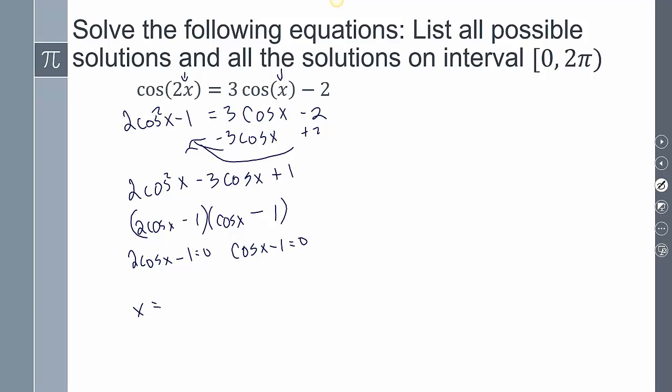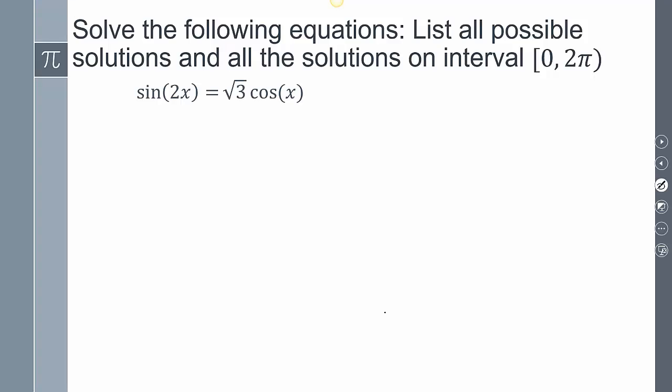That means x is going to equal cosine inverse of 1/2, and this one will be x equals cosine inverse of 1. And so you'd have to continue plugging values. Now just remember, you do have to do the plus 2 pi k once you find the angles for that. You can't forget that. And then plug in the values for k equals 0, 1, and 2, etc.